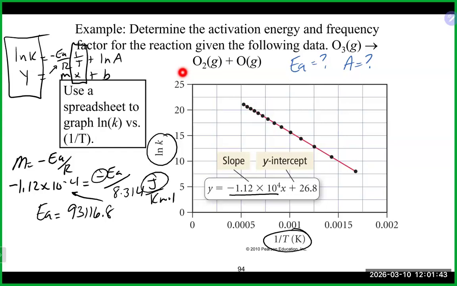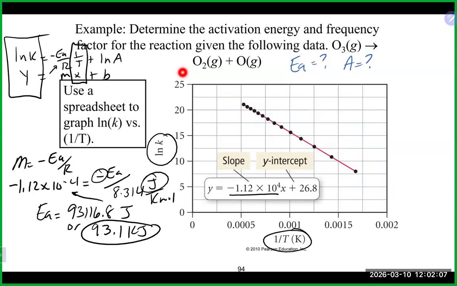That's going to give us an E of A of 93116.8. By the way, the units here are joules. Typically, activation energy is given in kilojoules, so if you divide by 1,000 you end up with 93.1 kilojoules, which is the typical unit for activation energy. Again, here it is a positive value, not a negative value. Are there any questions on that one?